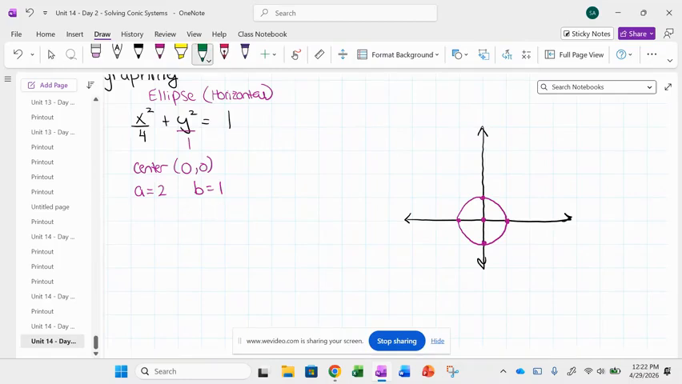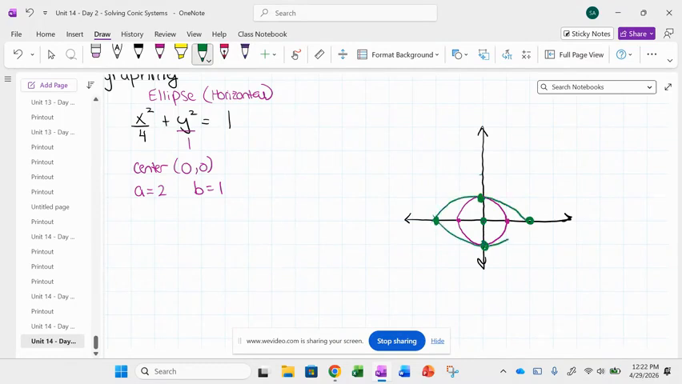Now for my ellipse, my center is 0, 0. We already said that does not count as a solution. And my semi major axis is 2. So I'm going to go, it's horizontal, so I'm going to go left 2 from the center and right 2 from the center. And my semi minor axis is 1. So that means I'm going to go from the center up 1 and from the center down 1.